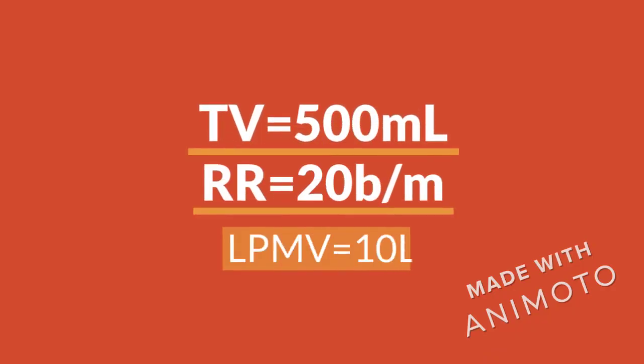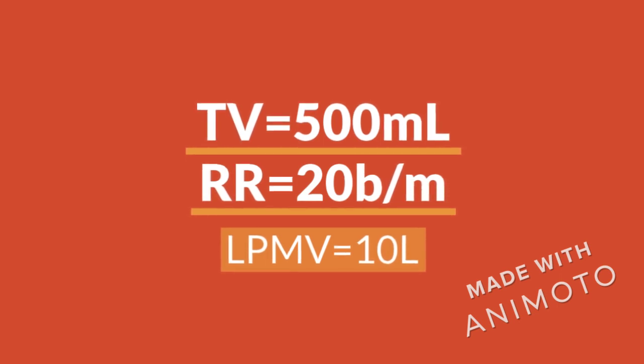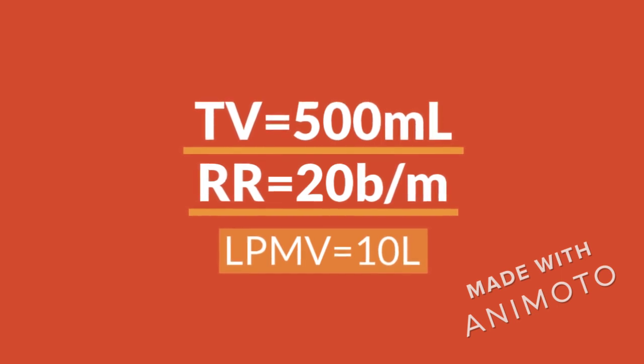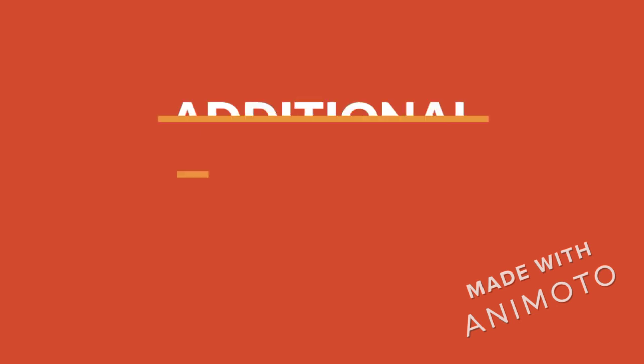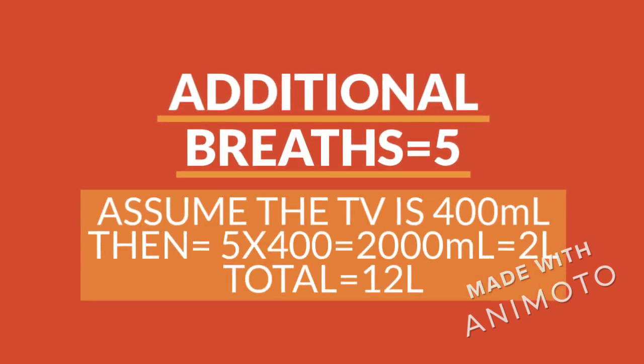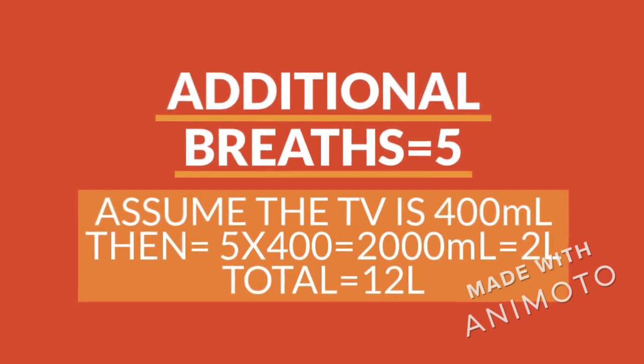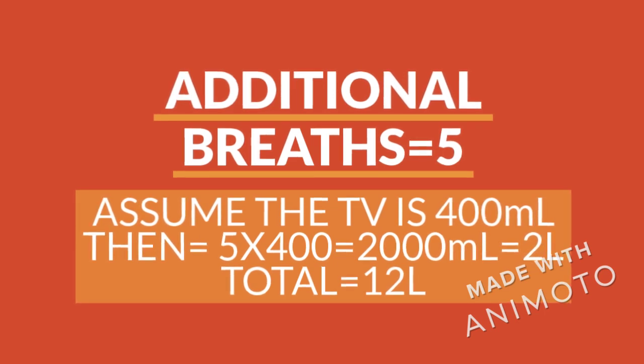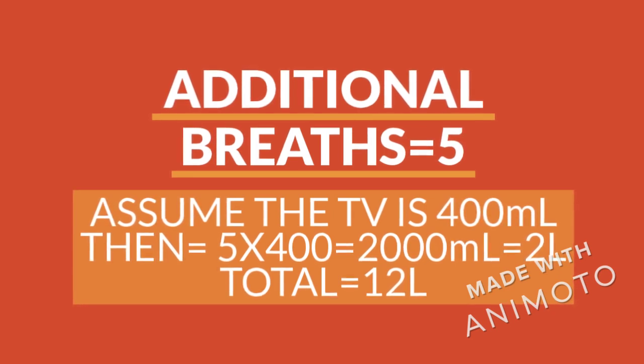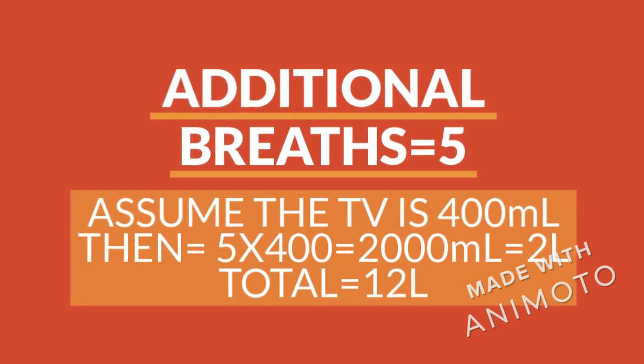For example, we are taking the same example that we took in the assist control mode. If the tidal volume is 500 ml and respiratory rate is 20 breaths per minute, then the lowest possible minute ventilation will be 10 liters. Assume the additional breaths as 5 breaths. The tidal volume can be anything coming from the breaths themselves, but we will assume here the tidal volume of these 5 breaths as 400 ml. Then 5 times 400 is equal to 2 liters. Then the total minute ventilation going to the patient's lungs is 12 liters.